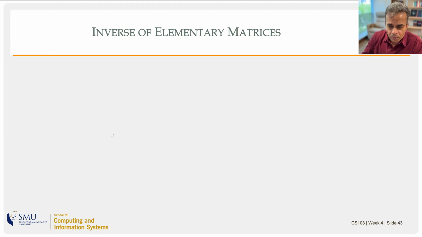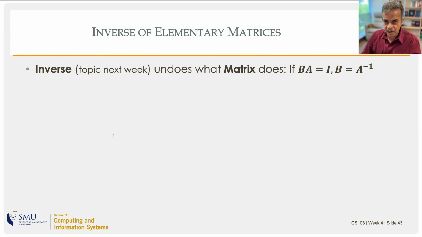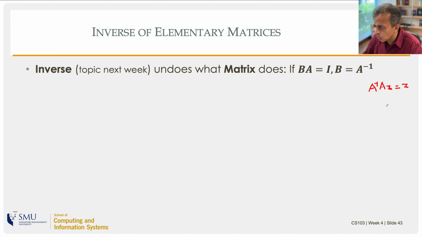Now there's one more complication. We want the inverse of the elementary matrices. So inverse is a topic that we haven't covered yet. But as you can imagine, inverse is a matrix that does the opposite of what the original matrix did. If you take A and apply that to X, so you get something. Then suppose you apply A inverse on it, you want to get X back. What does that mean? That means A inverse A has to be I.